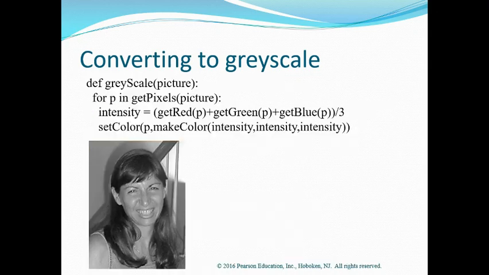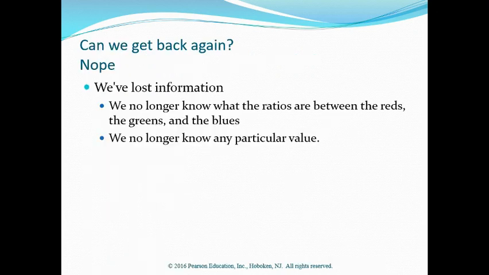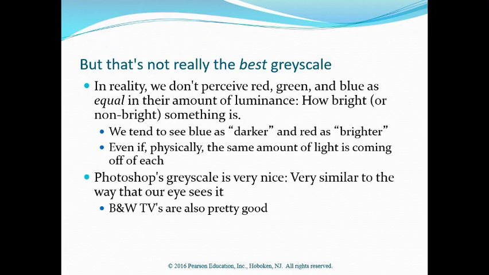So converting to grayscale, we go through each object and we make a color, which is the intensity of each red, green, and blue divided by 3, and we can get the gray for that color. So can we get it back again? Nope. So we lost that information. We no longer know the ratios between the reds, the greens, and the blues, and we no longer would know any particular value, right? Because we took the average and we kind of made some assumptions.